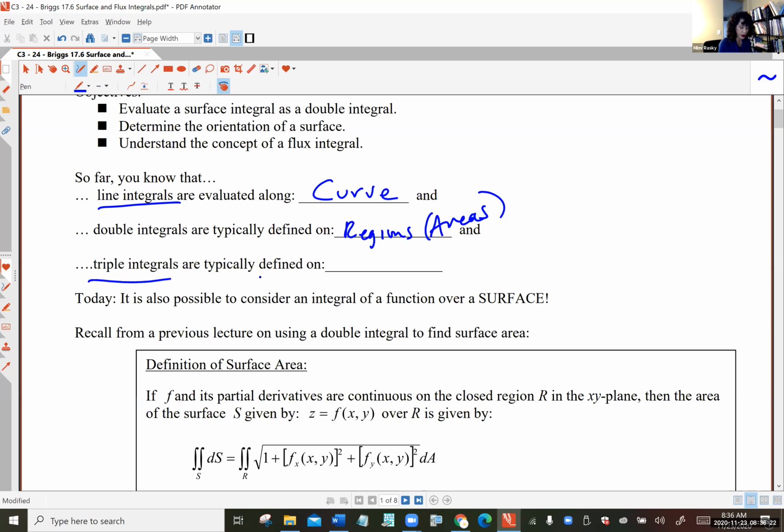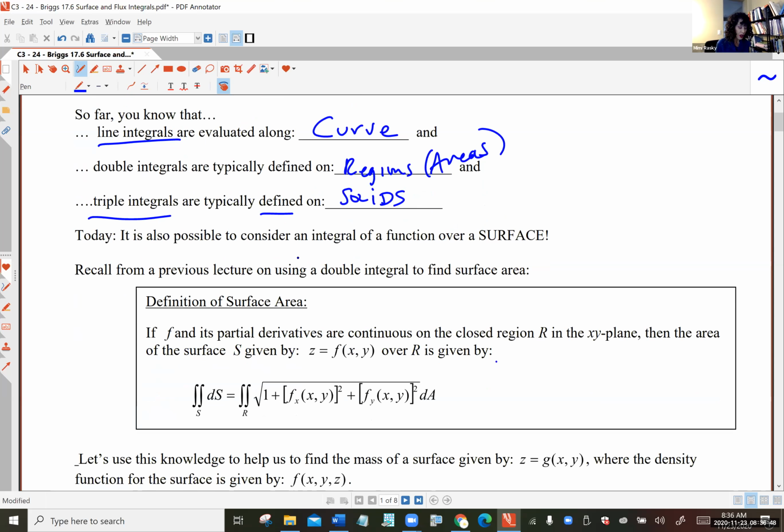And then triple integrals are defined on volume, solids. You might use a triple integral to find the volume of a solid, but you might use it to find mass, or pretty soon you'll see on Wednesday, you might use a triple integral to find divergence, which is cool. Okay, now today we're going to look at an integral of a function over a surface, but I claim you've already done a surface integral. You've done a very basic surface integral.